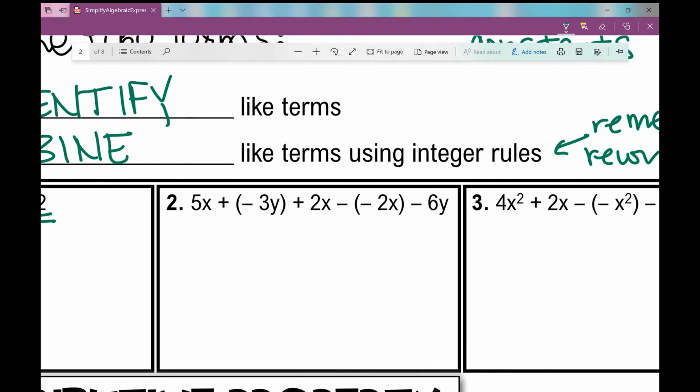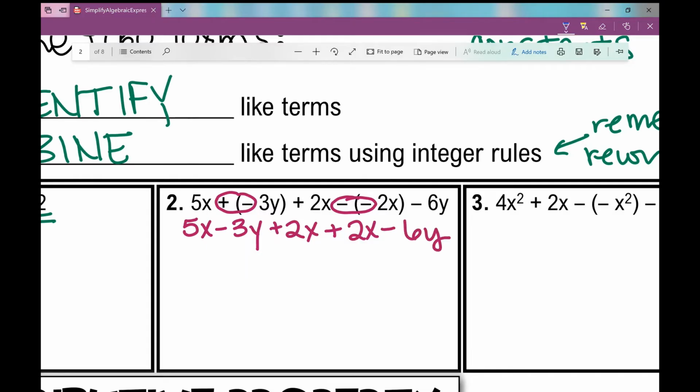So the first thing I like to do is rewrite all of my terms with one sign in front of each number, or term. So this plus a negative, just like we did with our integer rules, I'm actually going to erase that. Plus a negative, I'm going to rewrite it as minus 3y. Plus 2x, if you see minus a negative, what can you change that to? One big plus sign. Plus 2x minus 6y. And now let's combine like terms.